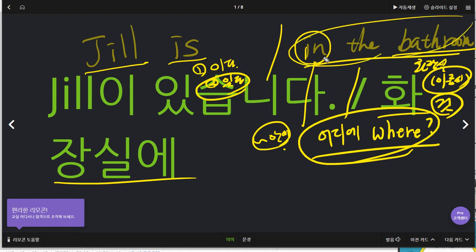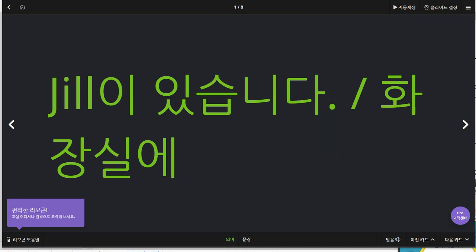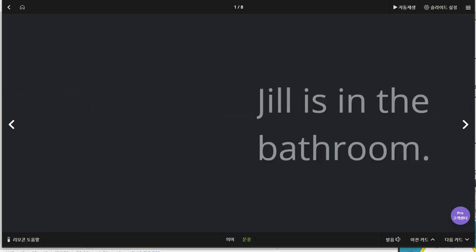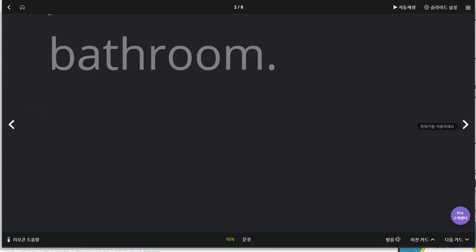네, 그래서 in the bathroom이라는 대답, 화장실에라는 대답을 듣고 싶으면 이렇게 물으면 되죠. Where is Jill? Jill 어디 있습니까? 라고 묻고 싶으면 Where is Jill? 했더니 She is in the bathroom. Jill is in the bathroom.